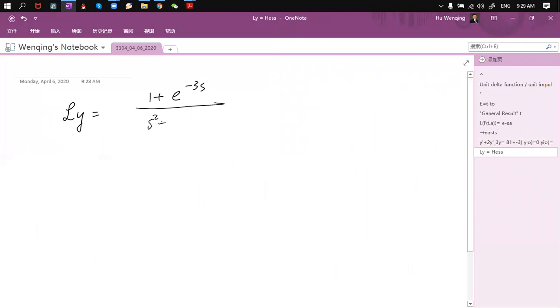So s squared plus 2s minus 3. You can split it into 1 over s squared plus 2s minus 3 plus e power minus 3s times 1 over s squared plus 2s minus 3, right? So you get something like this. Now, as long as you obtain something like this, you can still use this table of Laplace transforms, right?